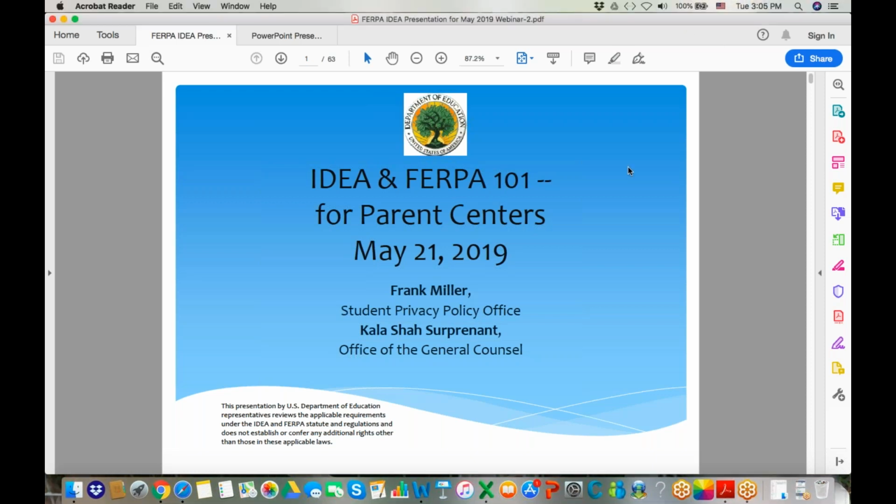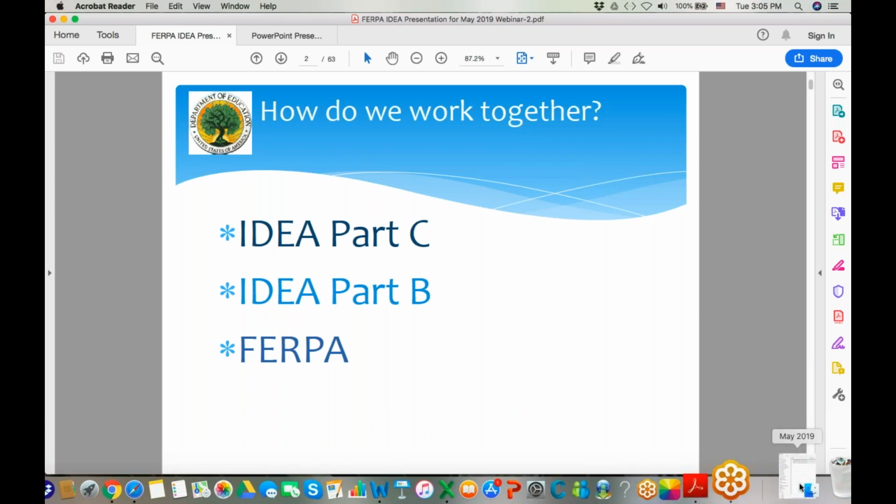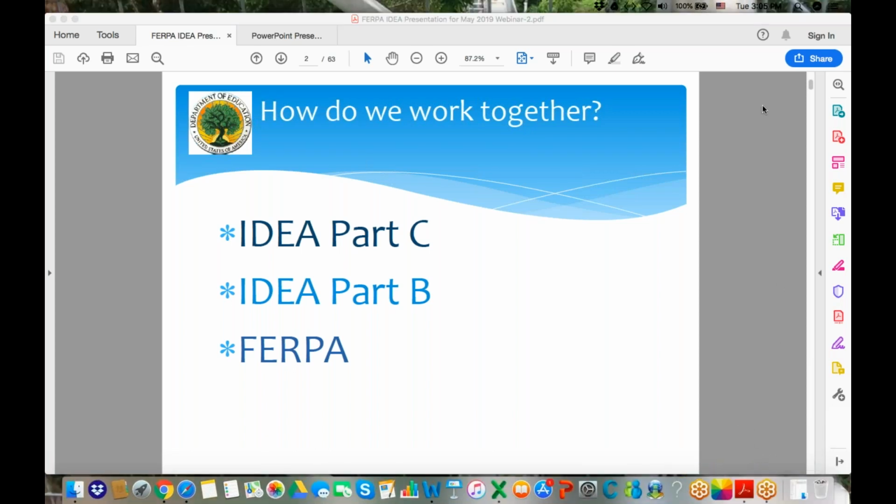Next slide. So this afternoon, we hope to cover a couple different things. As you can see, we're going to talk about three different statutes, IDEA Part C, Part B, and FERPA. And we're going to talk about how there's some similarities between the three statutes, how they're slightly different, and how you can read them together as you answer questions that may come up during your normal course of business. Next slide, please.